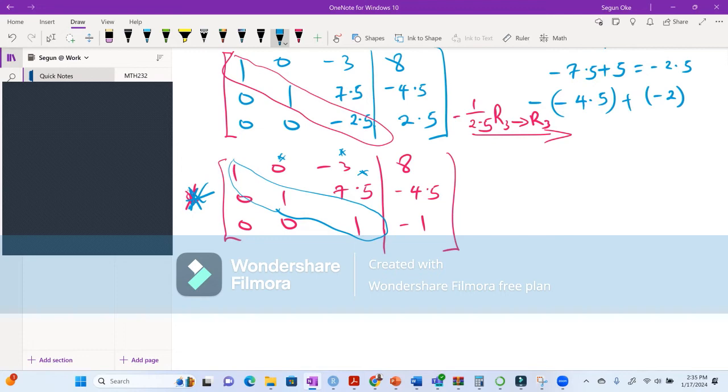Okay. So what we need to do is, from here, you can tell us what to do. Which one do you think is easy to reduce? I need a sincere solution to this problem. Which one do you think we can reduce? Anybody? So I pick negative 7.5 R3 plus R2 to form my new R2. Do you agree with me?